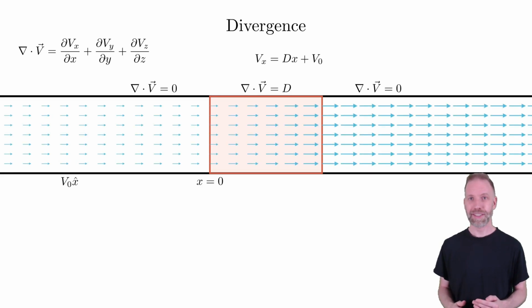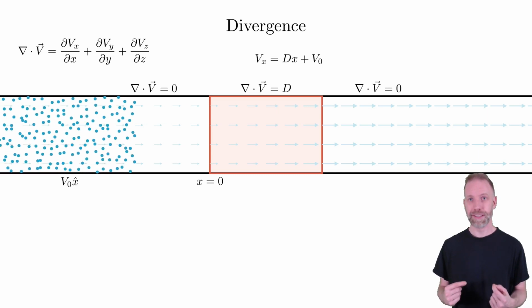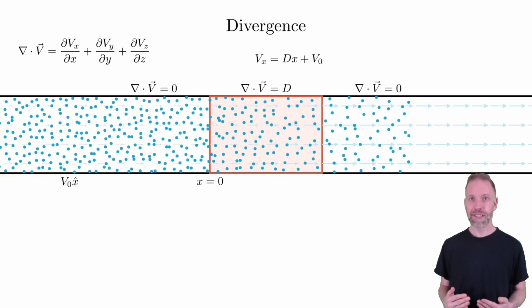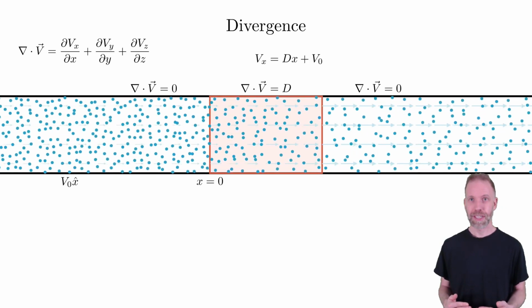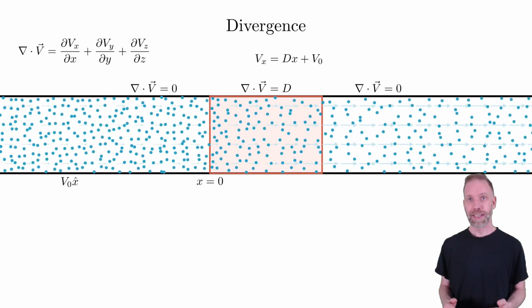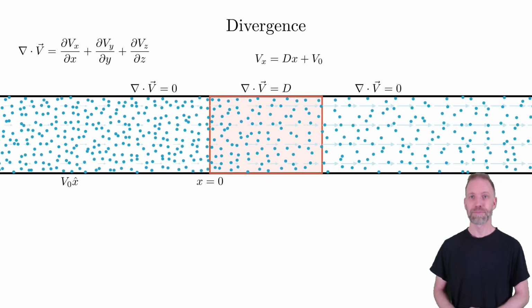Let's illustrate this flow with the moving particles as well. They start with a constant density. When they reach the divergence, they accelerate and the density decreases. After, they continue with the constant density. Hence, we see that the positive divergence causes a decrease in particle density.